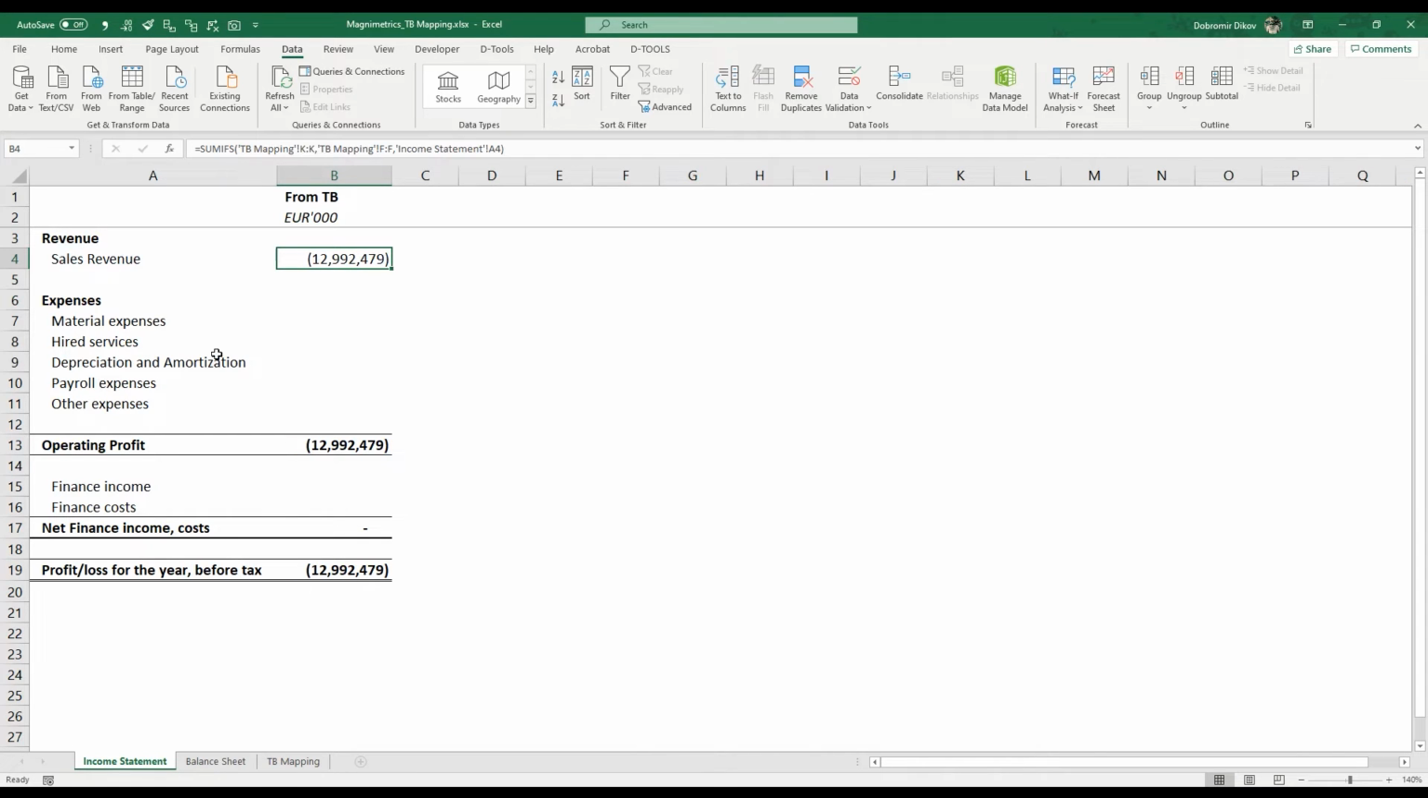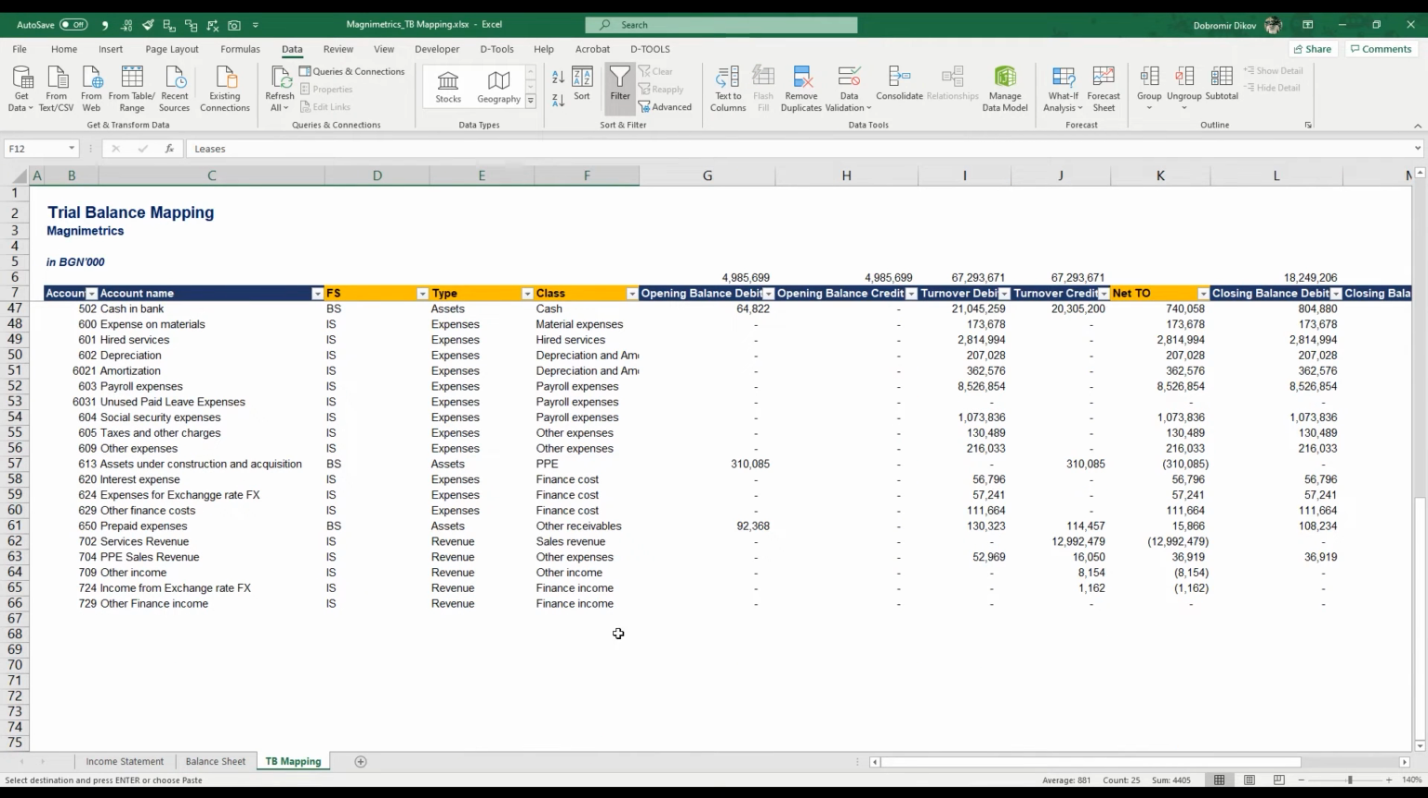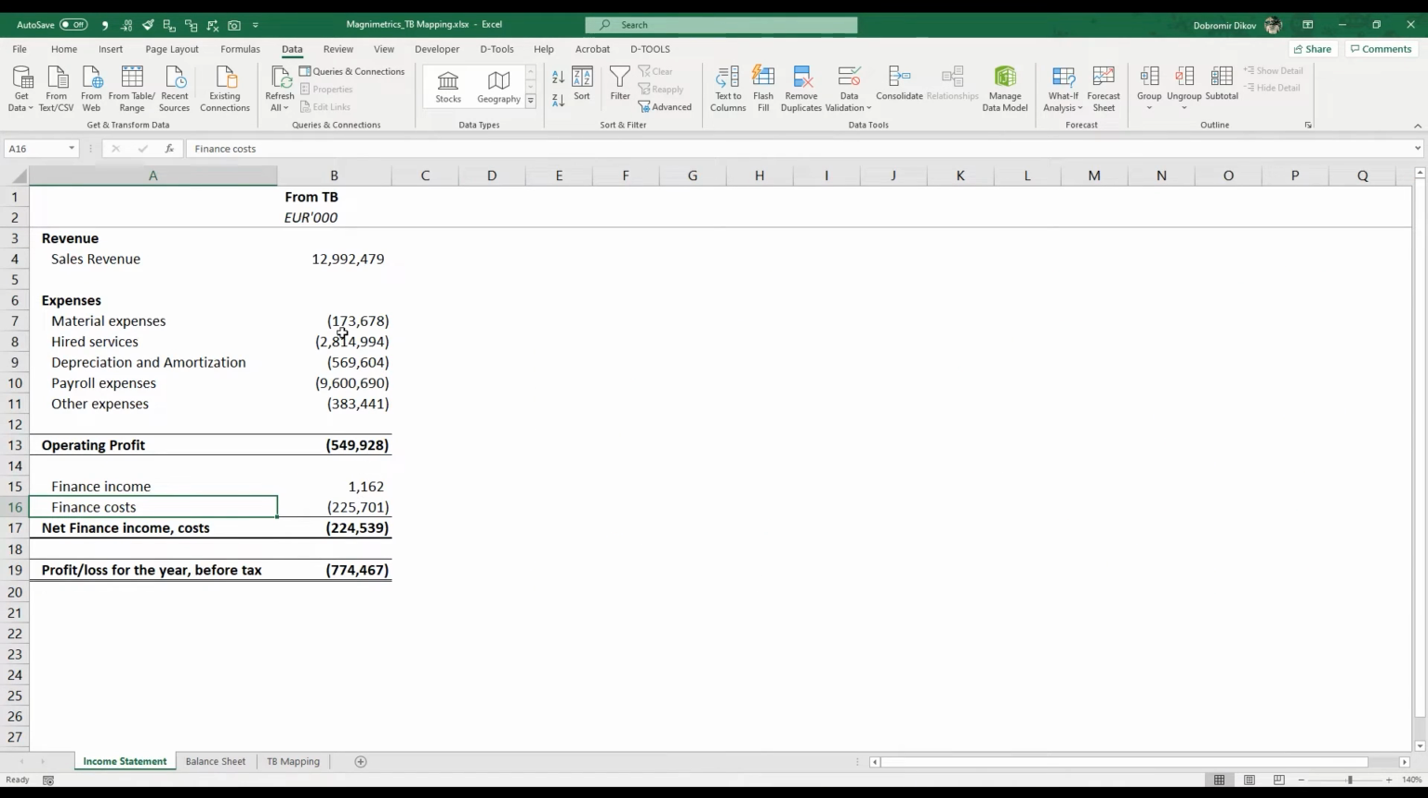Let's format that, and we can see that it's negative, and that's because revenue is on the credit. So I'm gonna flip that, and then we're gonna just go ahead and paste it everywhere. If we used the proper names, everything should link up just perfectly. I can see that finance costs has some issues, so let's go to our mapping. And yeah, what we wrote here is finance costs. Okay, and now our income statement is fine.